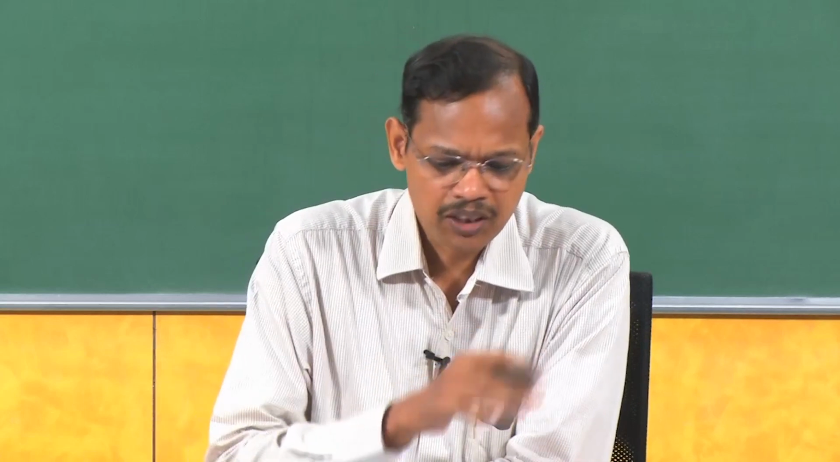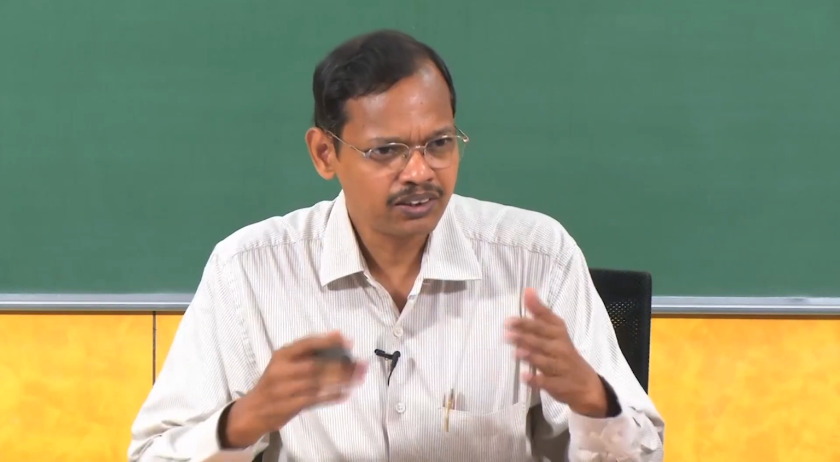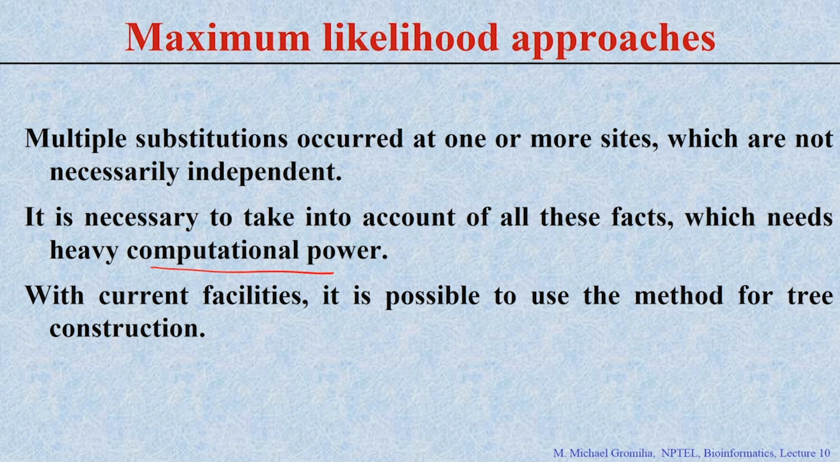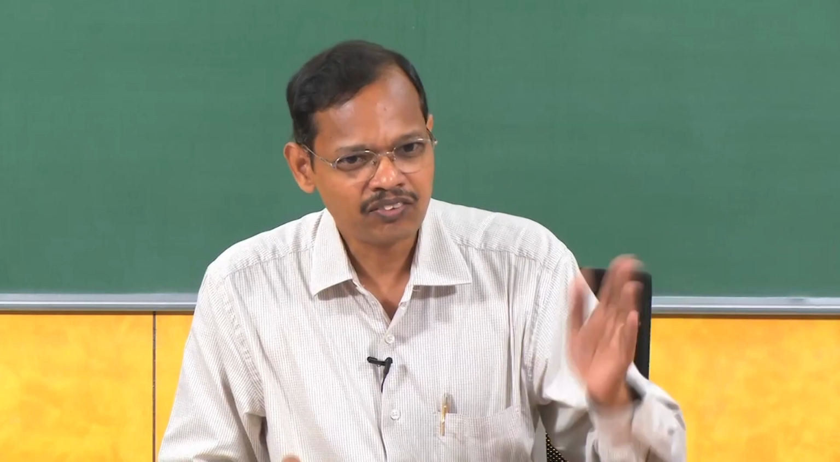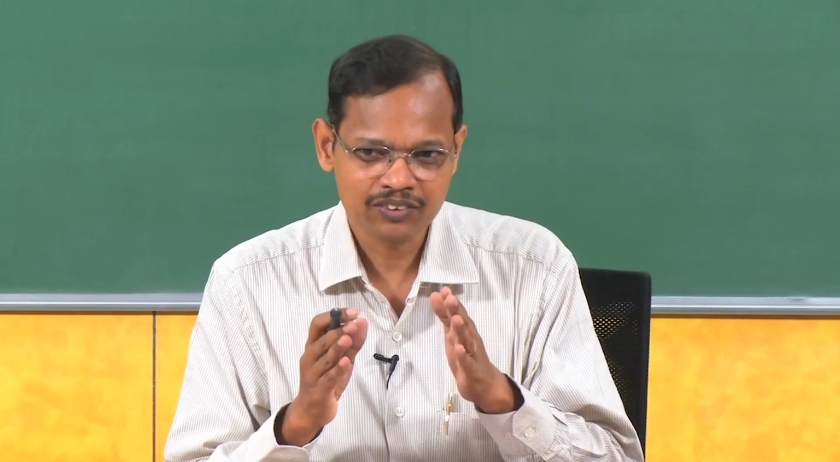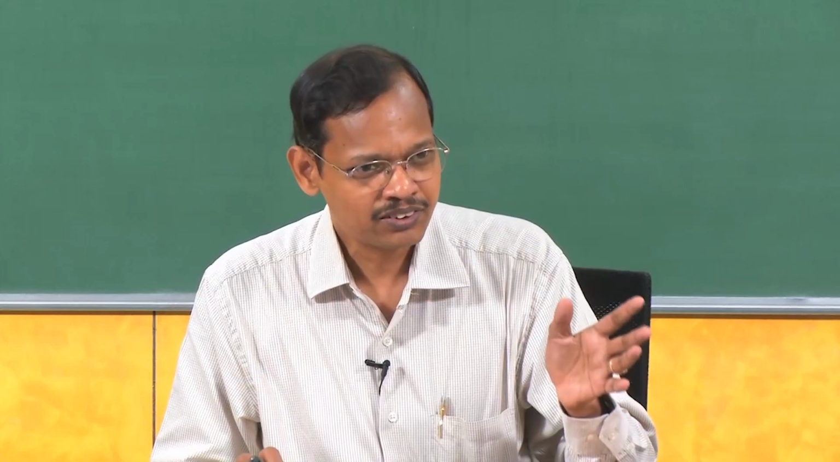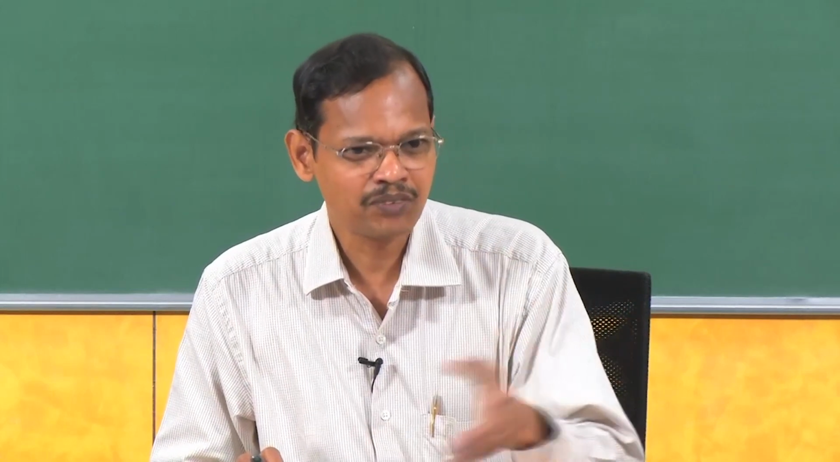If there are multiple substitutions, maybe independent or sometimes dependent, that also you can take into consideration. But to take all these aspects requires high computational power, though with current facilities it is possible to use all the information. This is the reason initially they tried to develop a method with the simplest possible approach, that is the UPGMA method, and with the availability of computational power they try to increase the complexity. If you increase the complexity you can get better performance, but you need to sacrifice in terms of time.